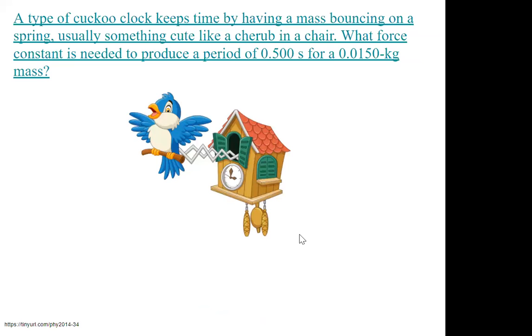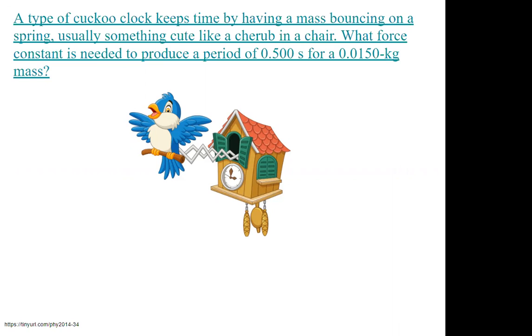All right, let's take a look at this example here. It says a type of cuckoo clock keeps time by having a mass bouncing on a spring, usually something cute like a cherub in a chair. What force constant is needed to produce a period of 0.500 second for a 0.0150 kilogram mass? Okay, so for this one, you can just apply the equation for the period you learned from the previous slide. Okay, so T equals 2 pi square root of m divided by k.